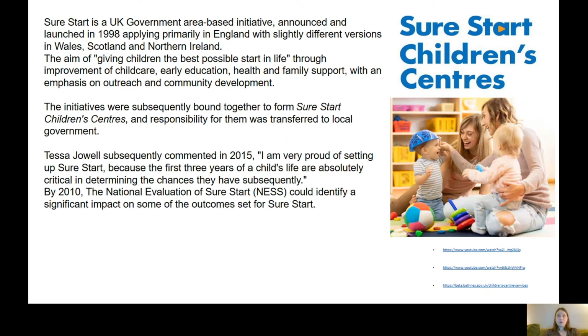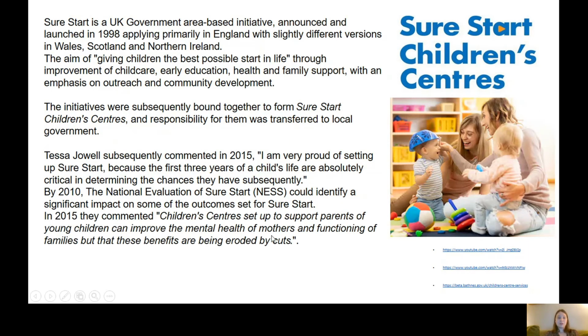It's run through local authorities and councils, as I said, but it's someone called Tessa Jowell who was responsible for starting this up. And later, in 2015, so much later, she said, "I'm very proud of setting up Sure Start because the first 3 years of a child's life are absolutely critical in determining the chances that they have subsequently."